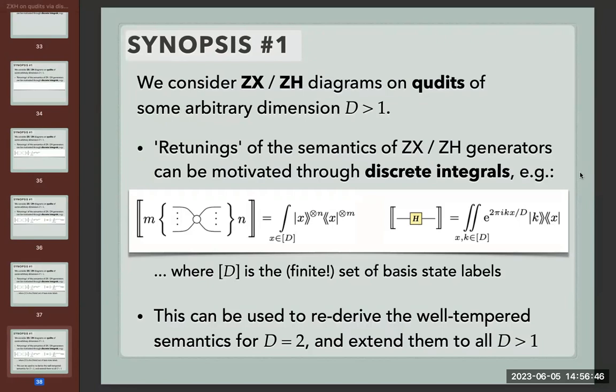And in the case of d equal to 2, these are precisely the well-tempered semantics for the white dot and for the Hadamard gate, or in a very similar way, an H box with amplitude minus 1. So these powers of nu, which were necessary to define the well-tempered semantics, have gone away. And where they have gone, they've been subsumed into the normalizations of the double kets and bras, and into the measure by which we define the integral. All these details I'll describe in a moment. But this allows us to rederive the well-tempered semantics in a somewhat more straightforward way than originally was done. And in particular, it allows us to generalize these well-tempered semantics to arbitrary finite dimension greater than 1.